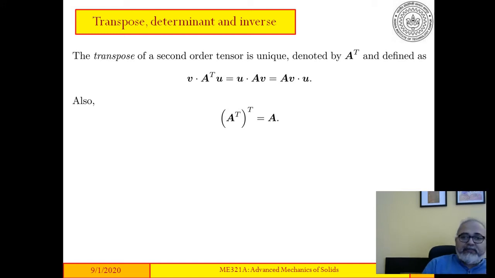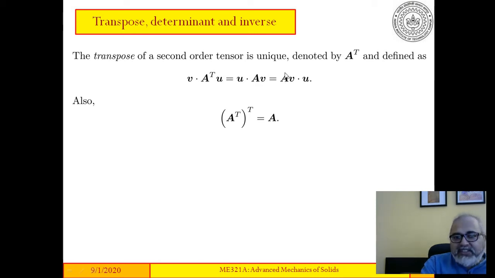Let us, on the other hand, define things like the transpose of a second order tensor. These are concepts that are already familiar to you, I guess. So when you have a tensor A, you can define a tensor A transpose, denoted by A to the power t, which is defined in this manner. The transpose is a second order tensor which acts on U, and if you pre-multiply with V, it is the same as taking the vector to act on V and pre-multiplying with U.